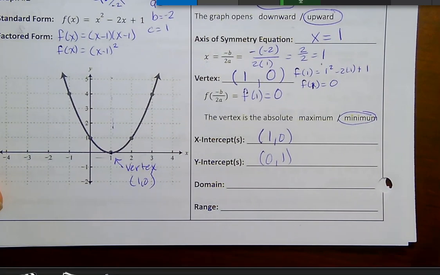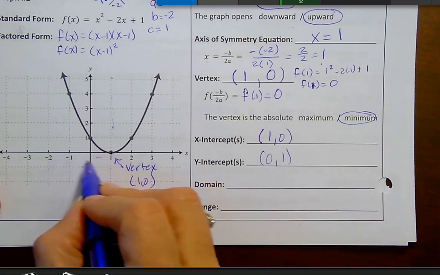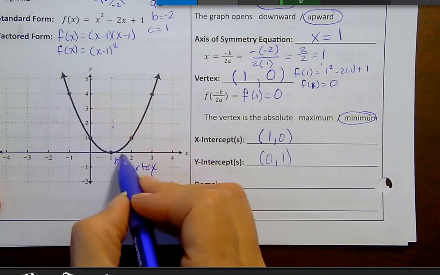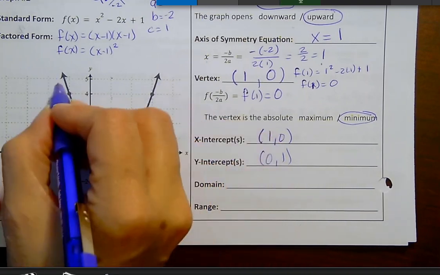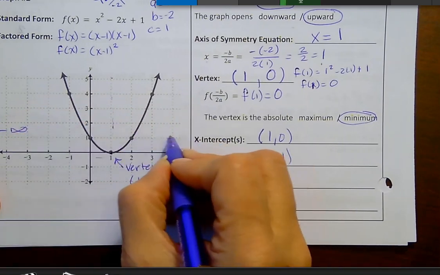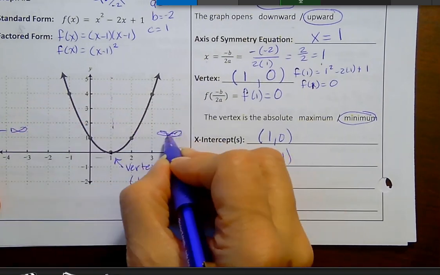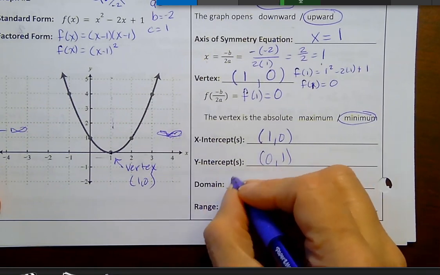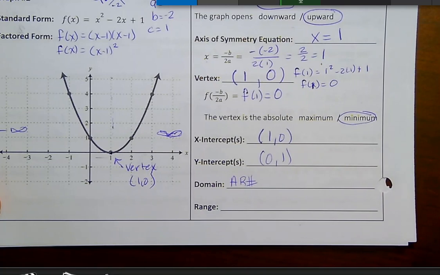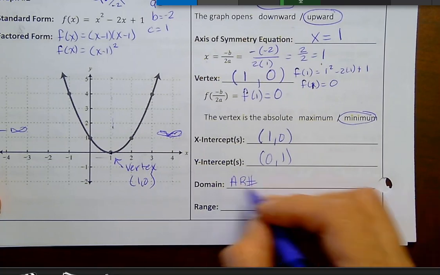All right, so back to domain. If I'm hanging out on my coordinate grid and I'm looking left and I'm looking right, I'm trying to see, is there any barrier to how far I can go to the left? Nope, I'm going to go all the way to negative infinity. Any barrier to how far I can go to the right? Nope, I'm going to go all the way to positive infinity. So again, we can say all real numbers here, right?